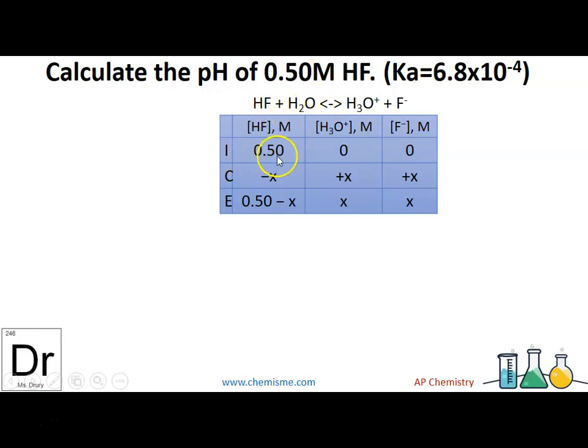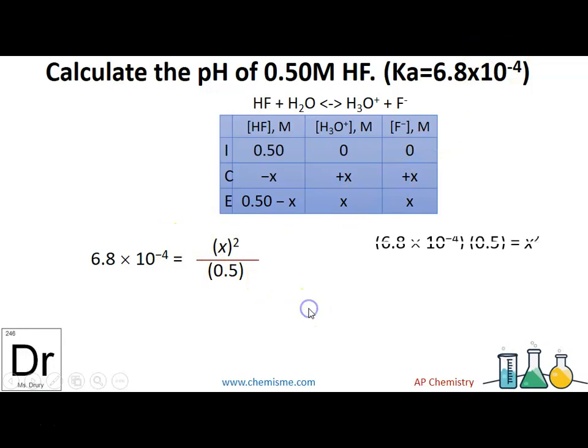So initially, 0.5 of the acid and no ions. It's going to shift to form the ions. You notice the ice boxes all look pretty much the same with just a different initial condition. Then we're going to plug it into our Ka. So the Ka is given in the question, and it's x times x over the reactant's 0.5. I didn't even write minus x because I know it's going to be eliminated since the Ka is so tiny.